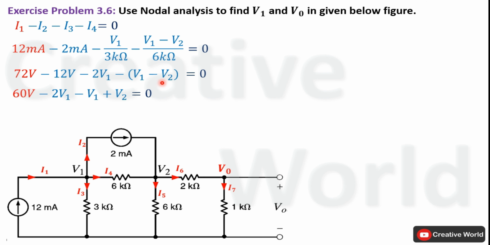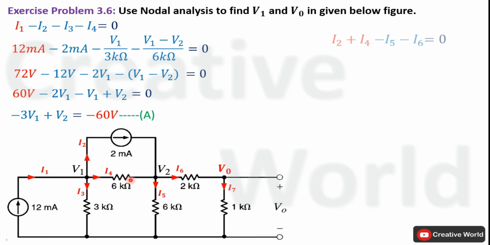Open these brackets and multiply minus 1 with the variables inside the brackets; it will become minus V1 plus V2. Now arrange this equation: place this constant value on the other side of the equal sign and add values having the same variables together. The equation will become minus 3V1 plus V2 equal to minus 60 volt. We cannot solve this equation further, so we will leave it for now and label it as equation A. It is the first node voltage equation of this network.